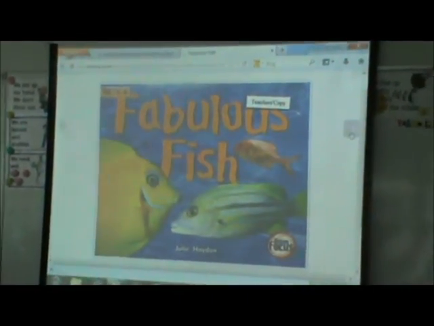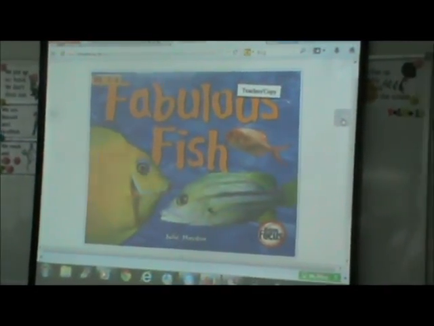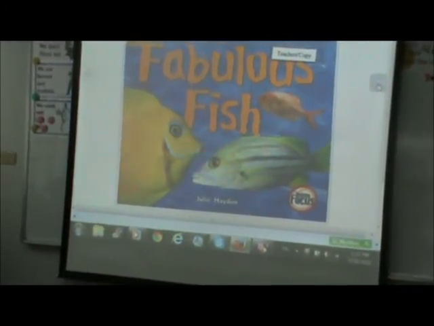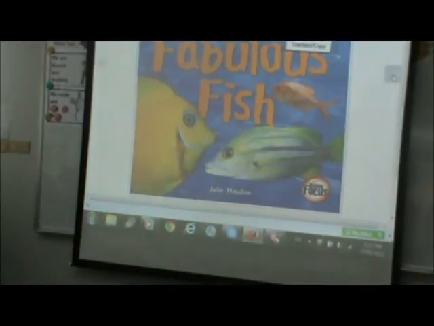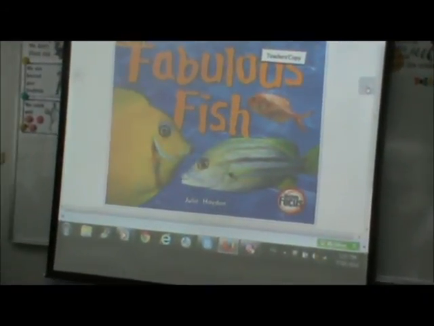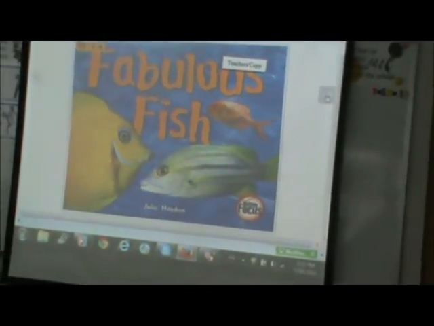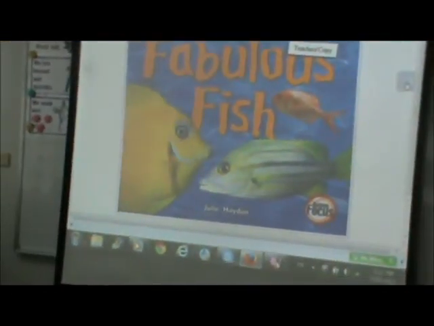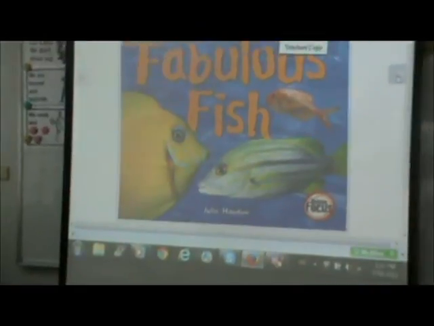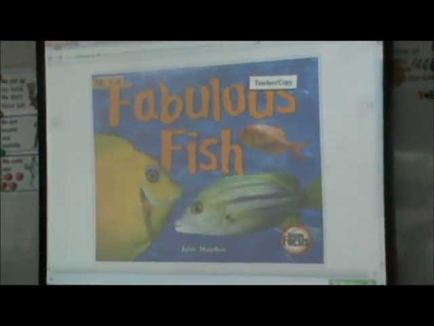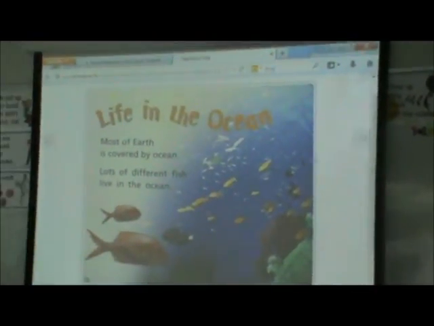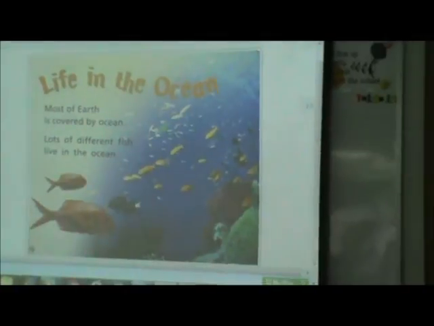Look behind you, Jessie. You'll have to turn around, Jessie, or sit up next to Mickey or JT so that you can see, okay? Jessie, sit up the other side of JT. Move your rubbish, JT, no, the other side, yes, that's it. Okay, let's have a look. Fabulous Fish. Okay, read it for me, please.